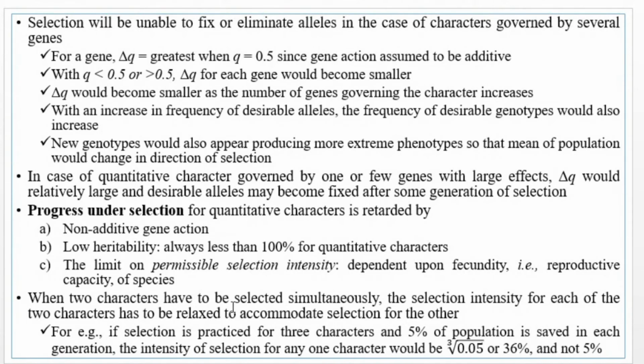If we provide that the selected individuals are 5%, that is 5 out of 100, so the intensity of selection for any one character would always be the cube root of 0.05, or 36% of the 5%. So we have to relax the selection intensity to 36%, not 5%. In this way we have to be relaxed on characters that have 36%, while another character may have 5% of selection intensity.